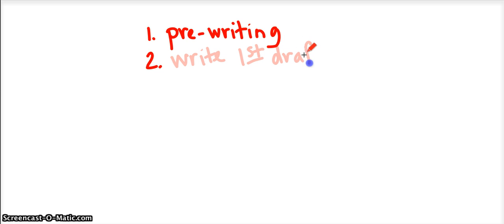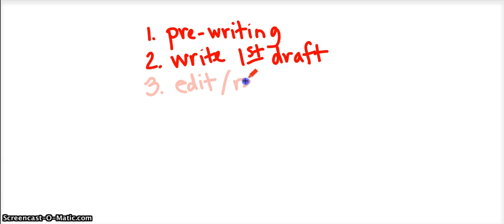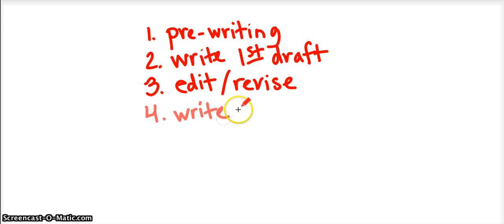Now, when you write the first draft, there will definitely be some room for improvement, whether it's new ideas or to make corrections in grammar or sentence mechanics. So you will want to edit and revise your first draft. And once you have made improvements to your paragraph, then you are at the final stage, which is to write your second or final draft.